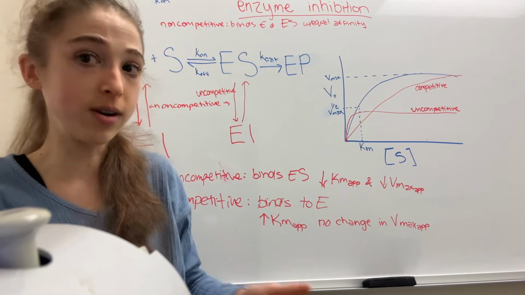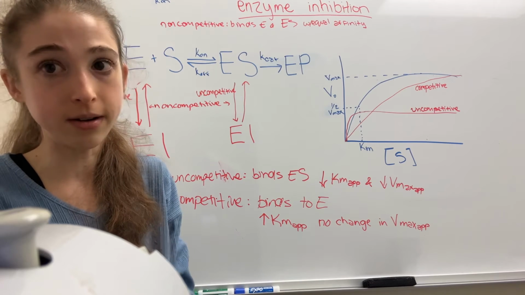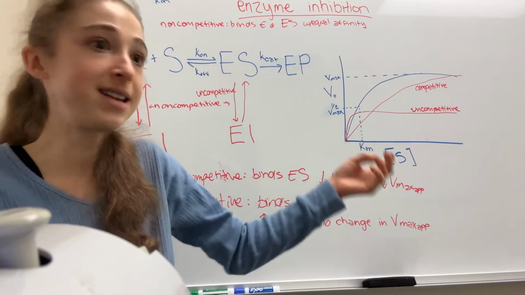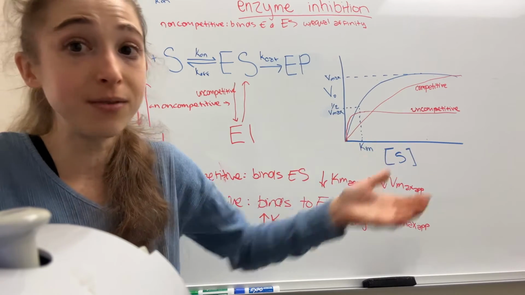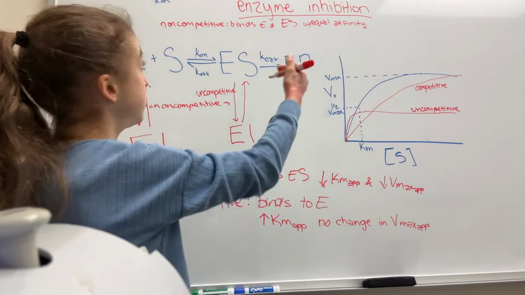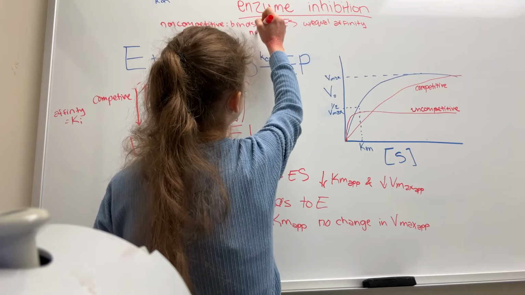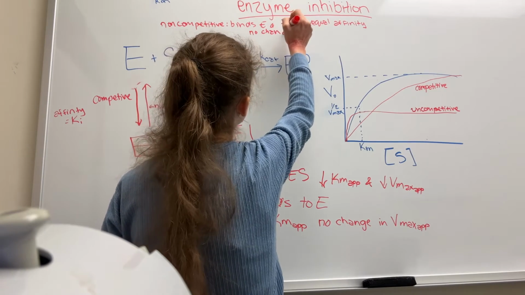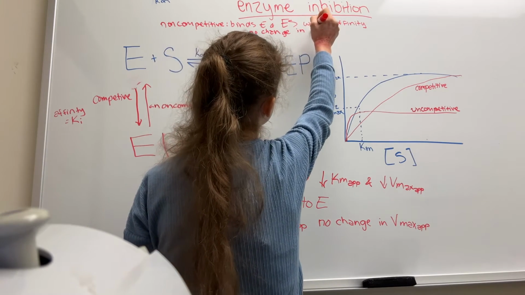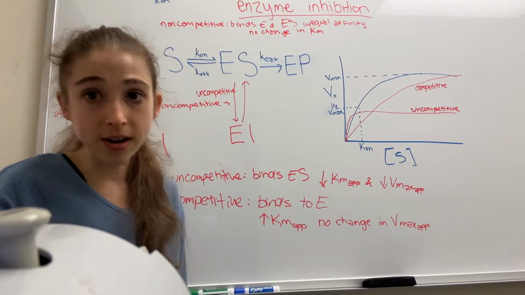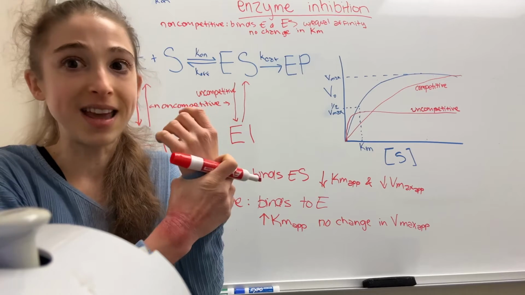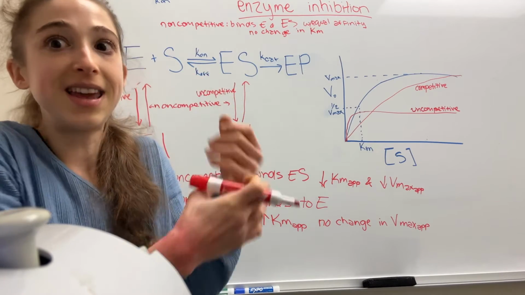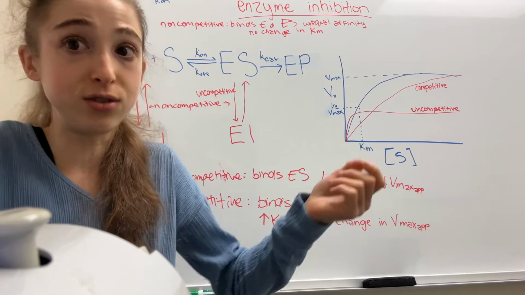So what's going to happen to our KM apparent and our Vmax apparent? Remember, it's saying you do you, I do me. I don't care if you're bound or not, so I'm not going to influence your binding. So there's going to be no change in the KM with a non-competitive inhibitor. But what about our Vmax? Well, again, we're crippling the enzyme. We're making it so that it can't change that substrate into product.